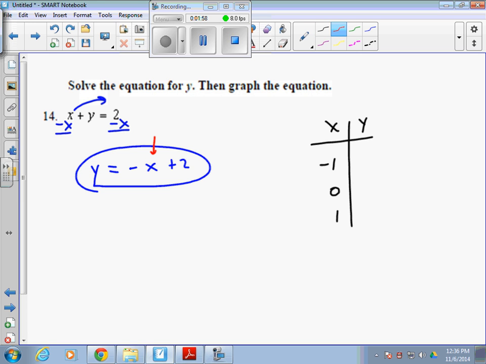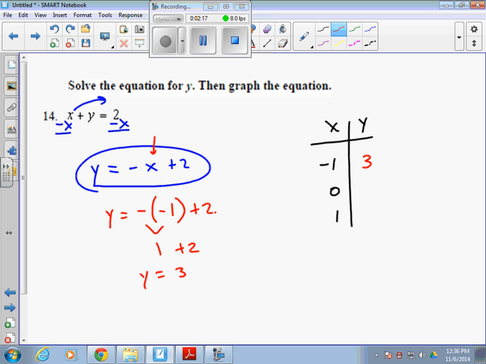So for right here, negative 1, since we plug in negative 1, y equals negative negative 1 plus 2. We know that that means positive 1 plus 2. So when we plug in negative 1, we're going to get the value 3.